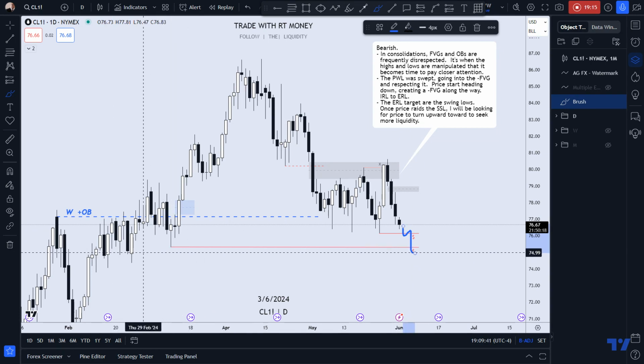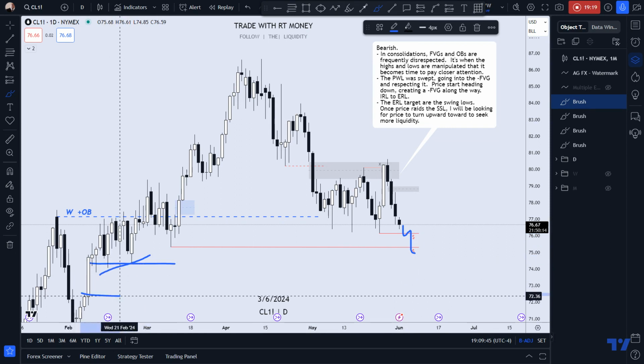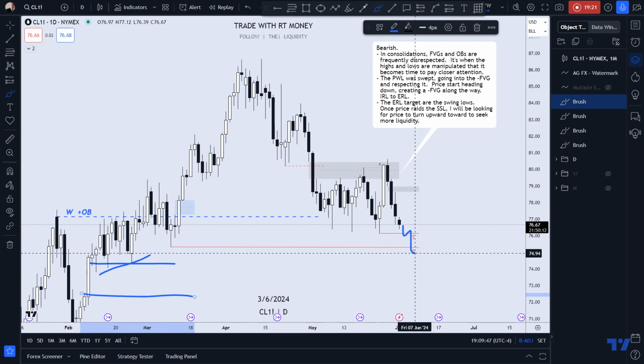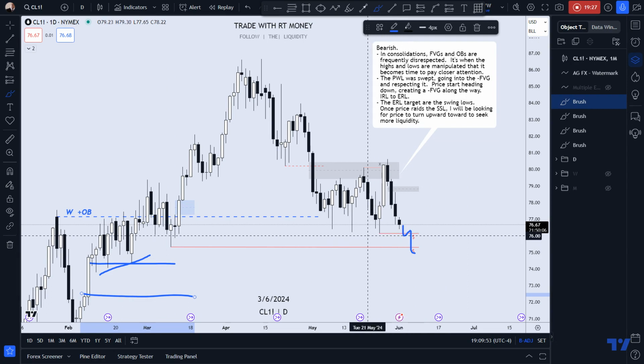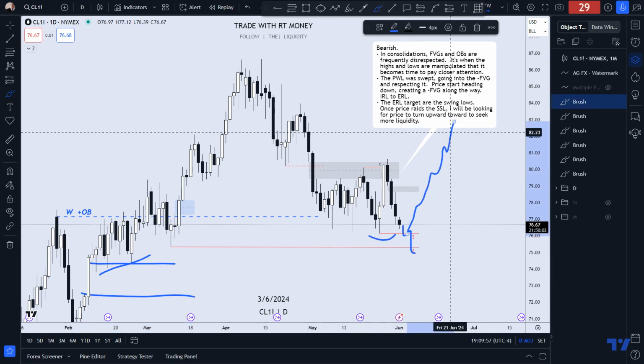Now, there's some low resistance liquidity here going into this bullish fair value gap. Price could come down here, but I don't know if it's going to get that low. I really don't know. We can take out this swing low here, and then you can start to see price rally up.